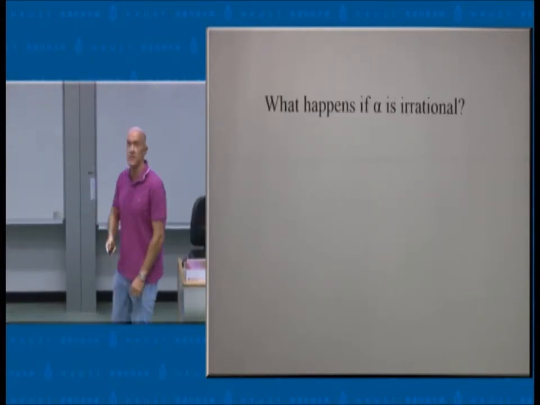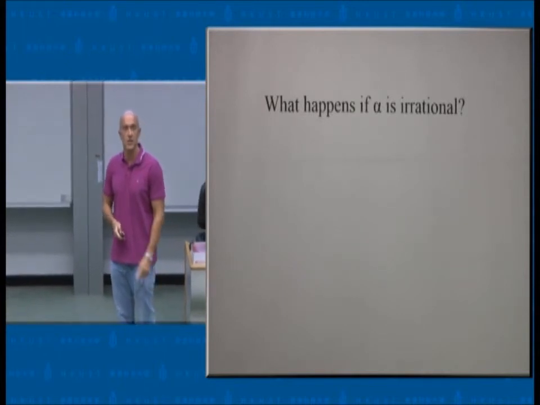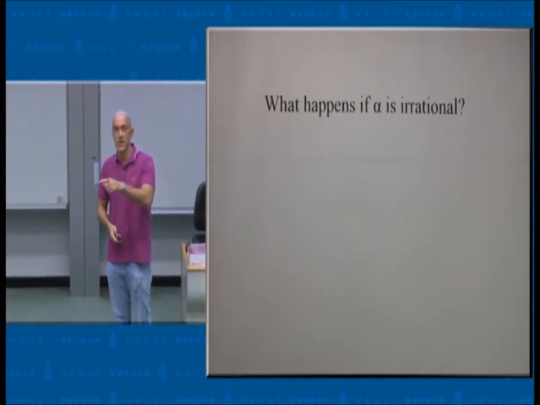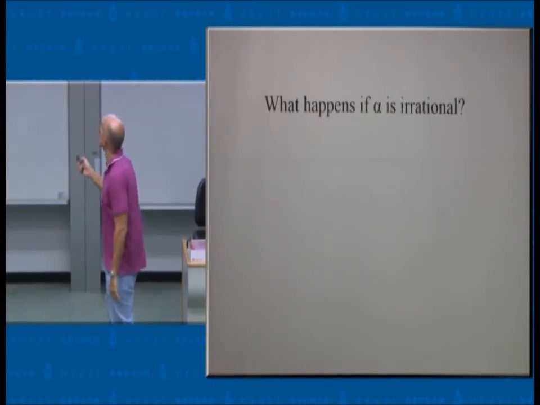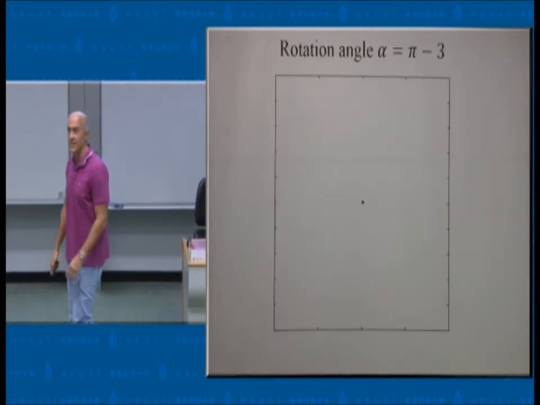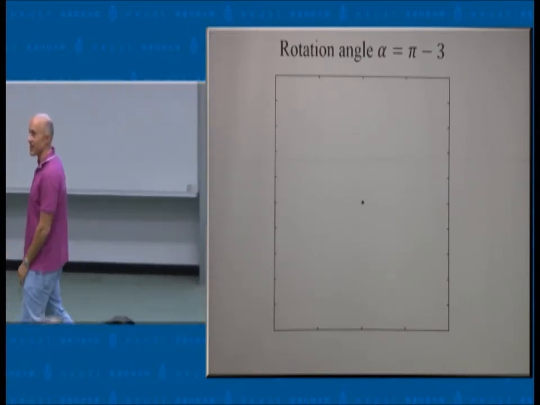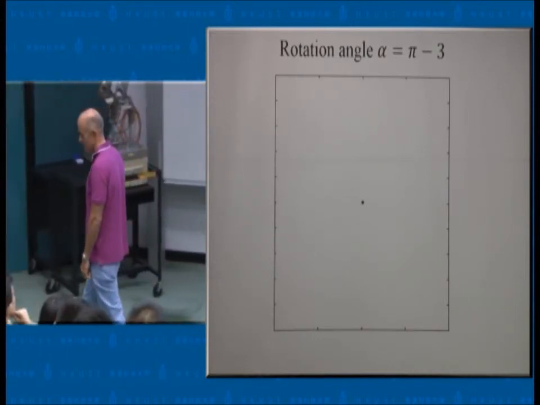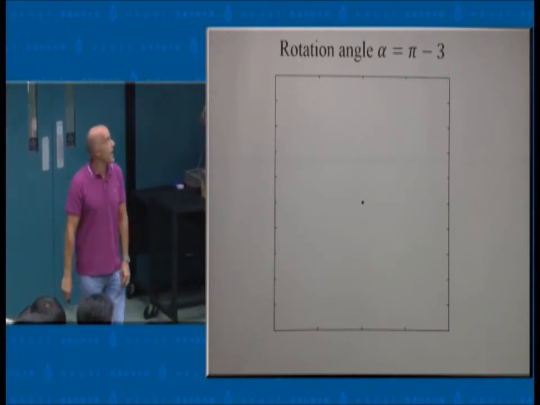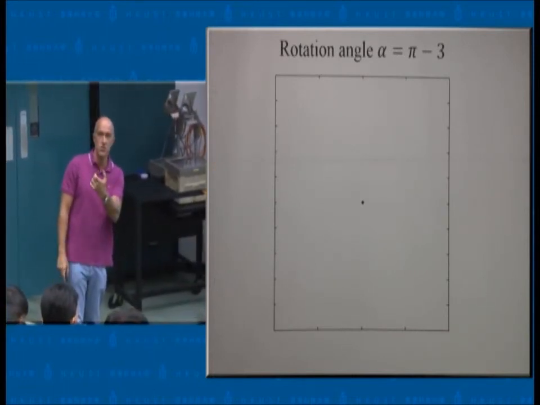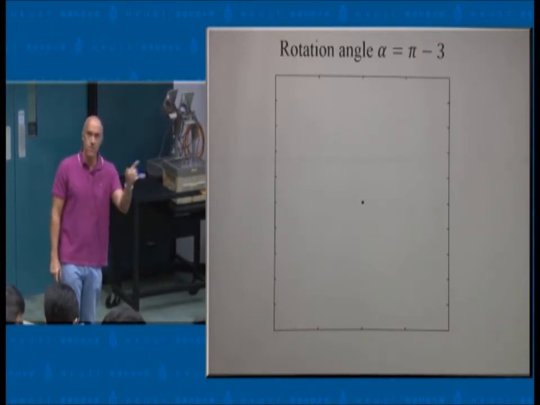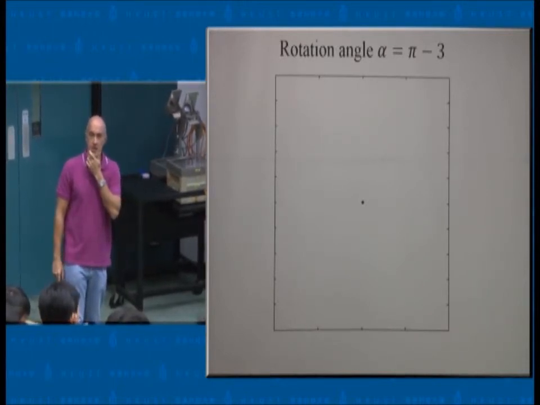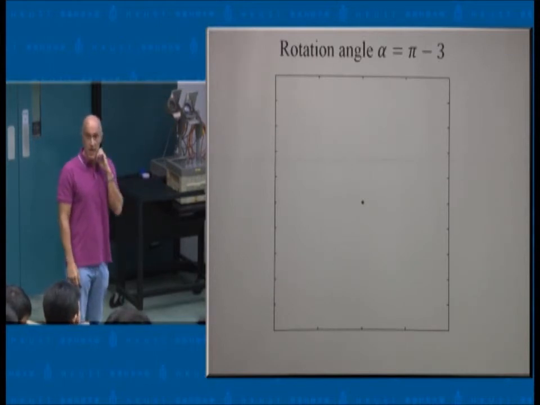So what happens if alpha is irrational? You will never get back to where you start, so you won't get lines. So how about pi? That's the number everybody knows, right? So let's set alpha to be pi minus 3. So it's the fractional part of pi. 0.14, whatever. Okay? And let's do the simulation on the computer of the model.